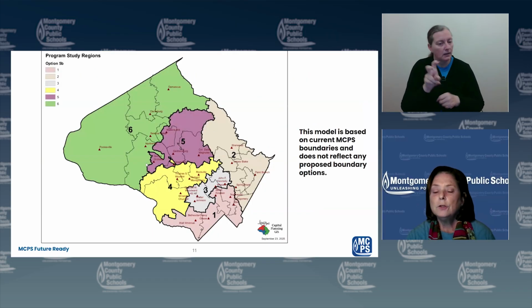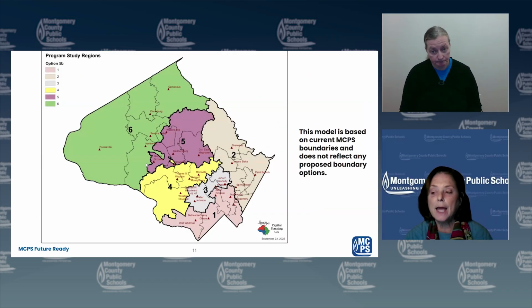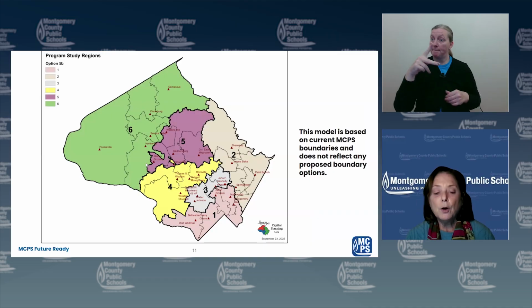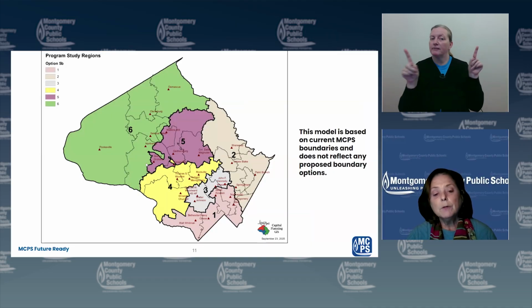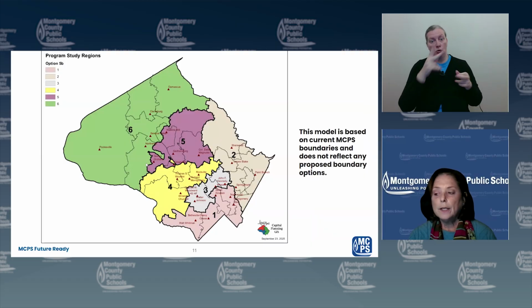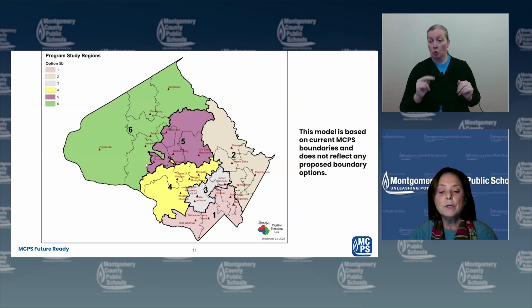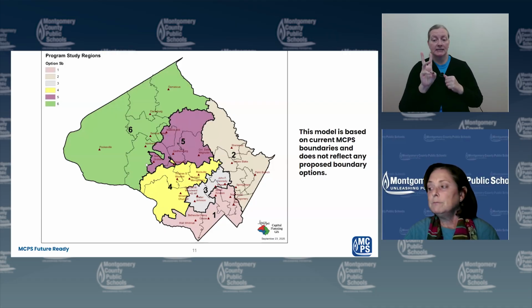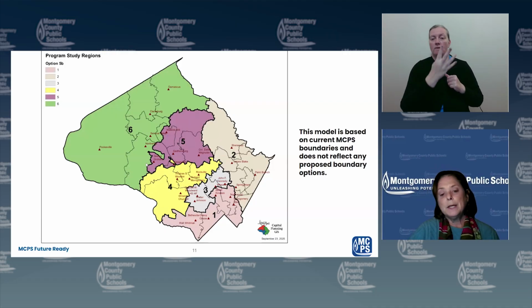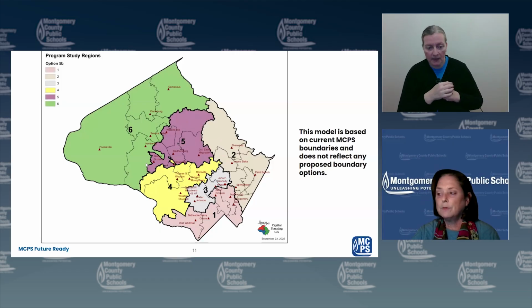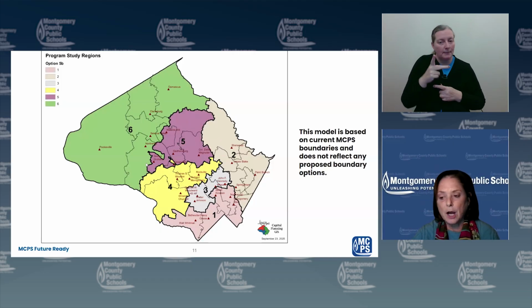On this screen, you will see the map of the county. And these are the proposed regions based on an aerial view. Down in the bottom right-hand corner is Region 1, and moving your way north to the dark green would be Region 6. So there are 6 proposed regions. And this model is based on current MCPS boundaries and does not reflect the proposed boundary options.